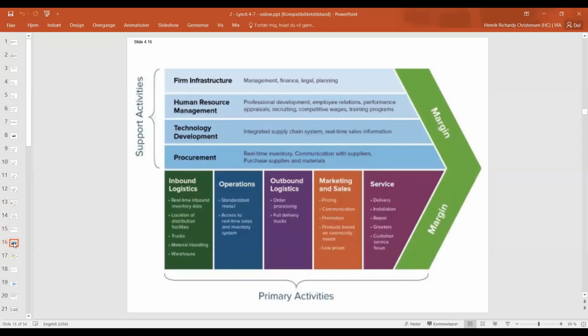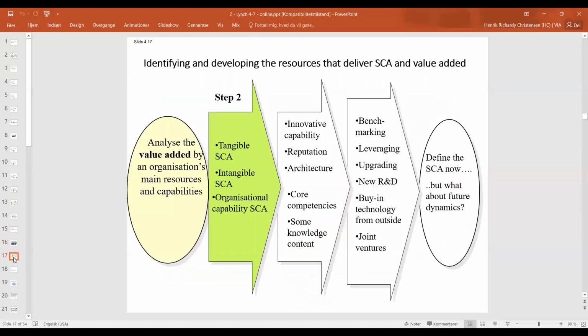And there it is, just in a large edition, and explained with those examples, added value in the activities, suggesting maybe that we have a competitive advantage in that particular area. Good. That leads us to step 2.